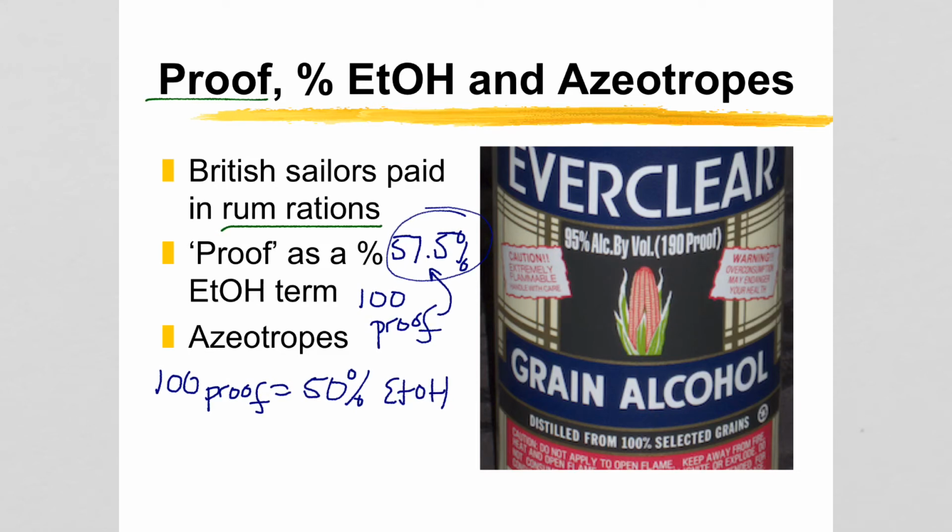Now, you'll notice here this is an image of a bottle of Everclear, and if I circle it in a better color, you notice here it says 95% alcohol by volume, or 190 proof. And that is not only the highest percentage of alcohol that you can buy at the liquor store, it is also the highest percentage of ethanol you can get in an ethanol water mixture using distillation.